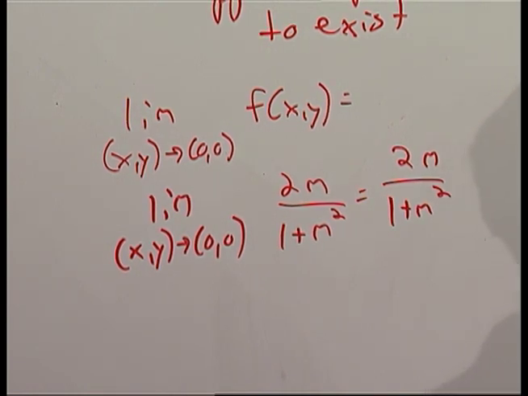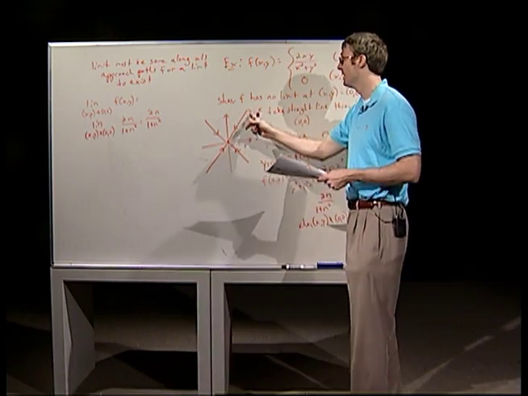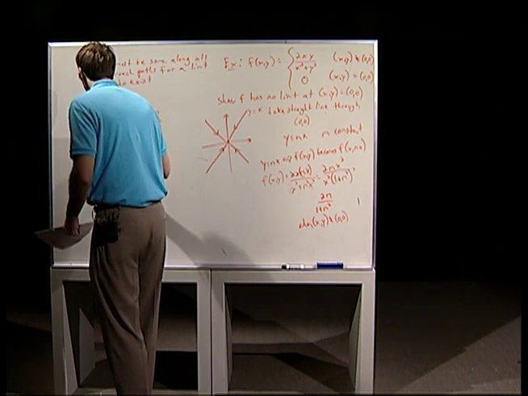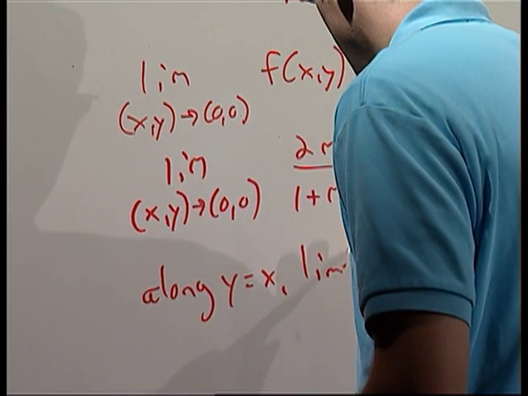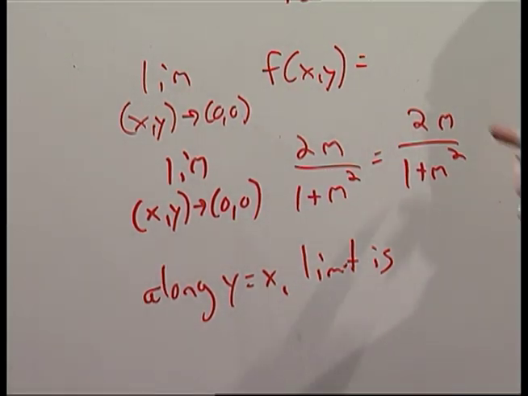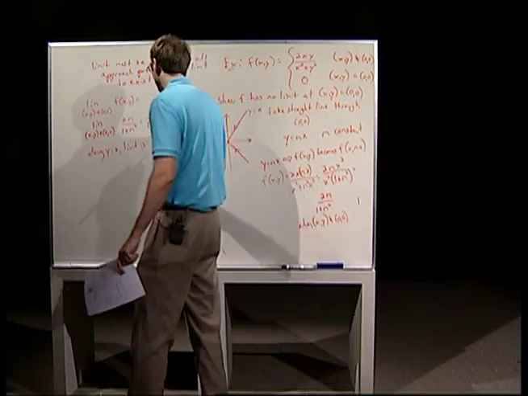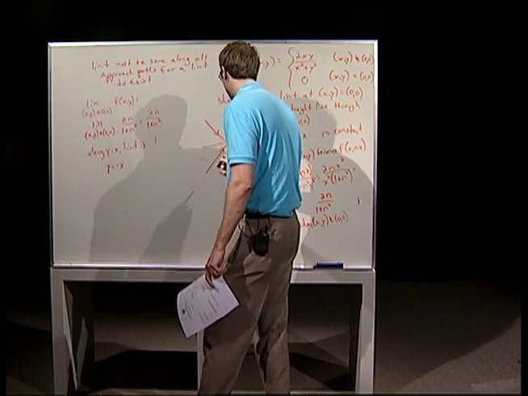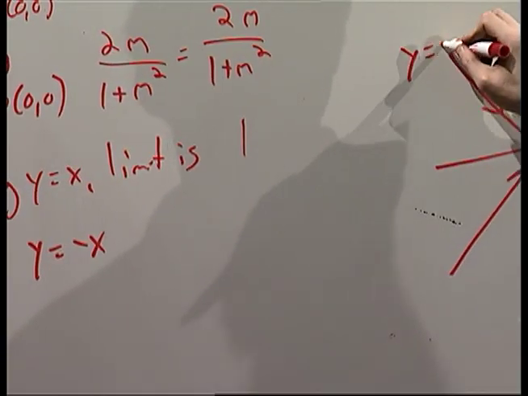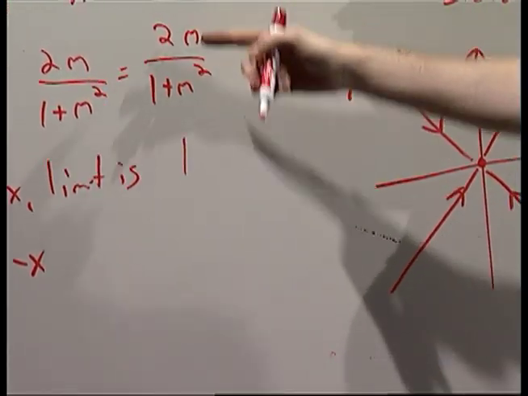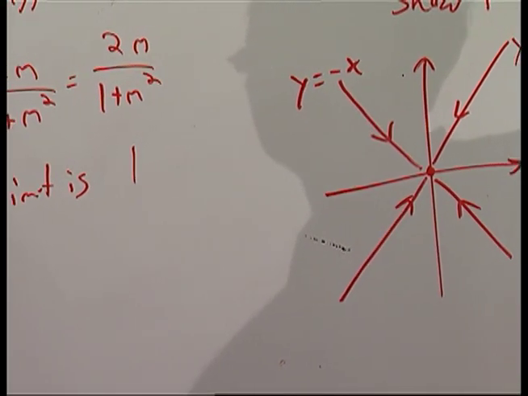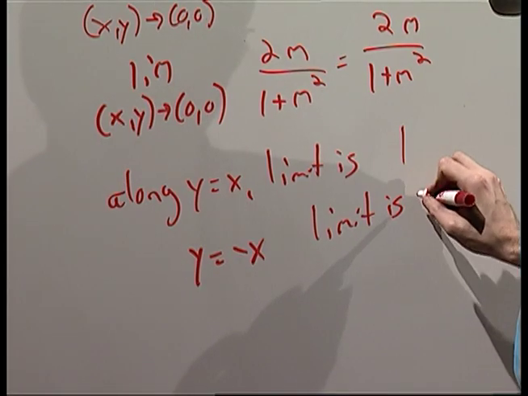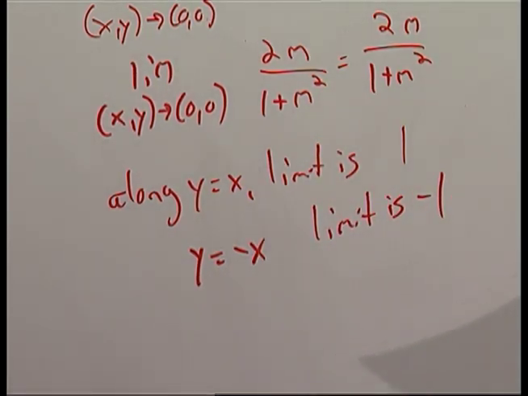Here's y equals x. I approach along y equals x, the limit, m here is 1, so this is 2 over 2, which is 1. If I approach along this line, which is y equals minus x, we have negative 1. The limit is minus 1.